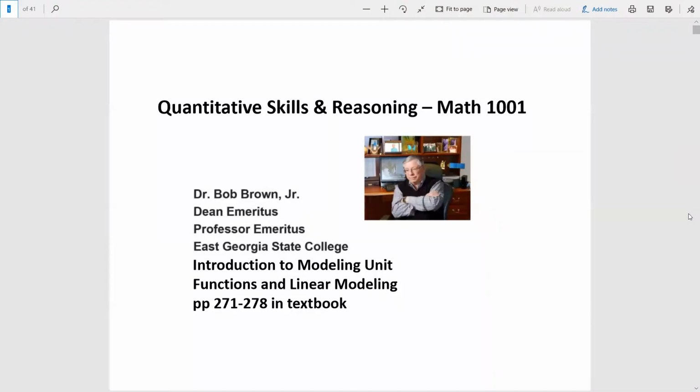Hello, this is Dr. Brown, and in this video we're going to get into the first part of the Introduction to Modeling unit. We're going to be talking about functions in general, and in particular, we're going to look at linear modeling. This is on pages 271 to 278 in your textbook.